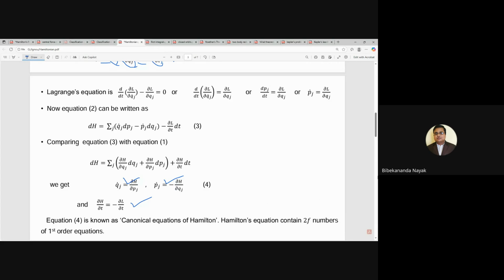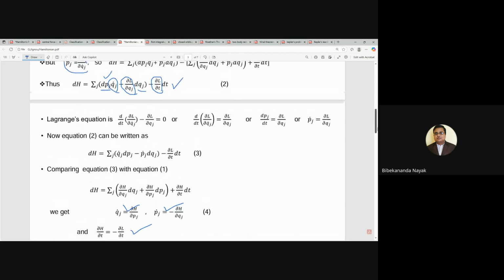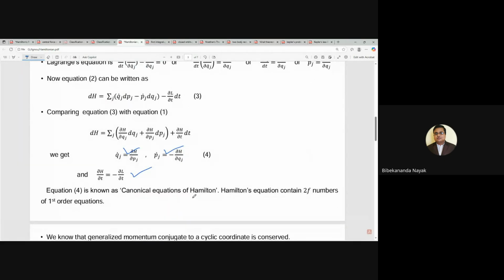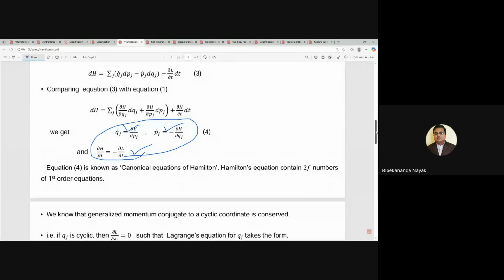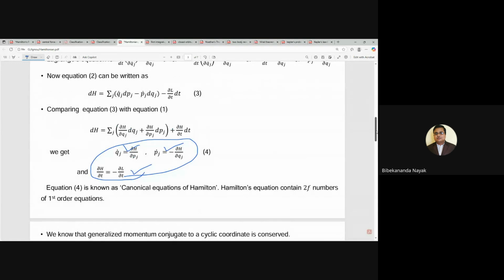This is Hamilton's canonical equations, which we discuss in detail in MPH-6. Only remember, like Lagrange's equation, there is a set of Hamilton's equations obeying this formula. Q dot means derivative with respect to t, and P dot means derivative with respect to t, that is dPj by dt.